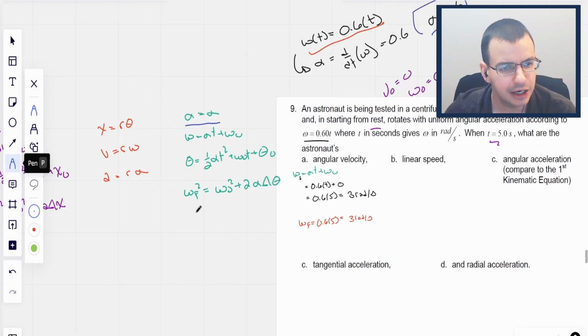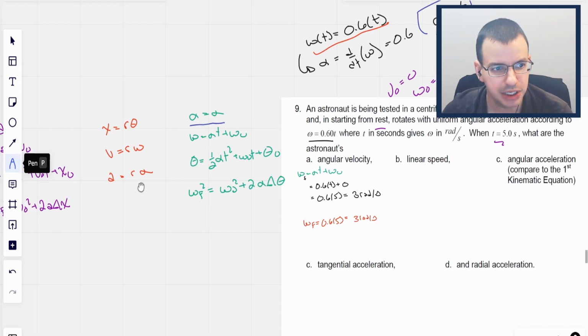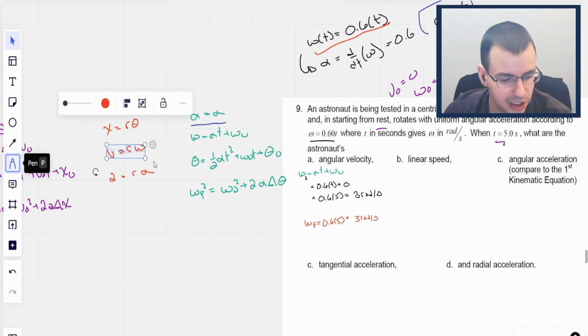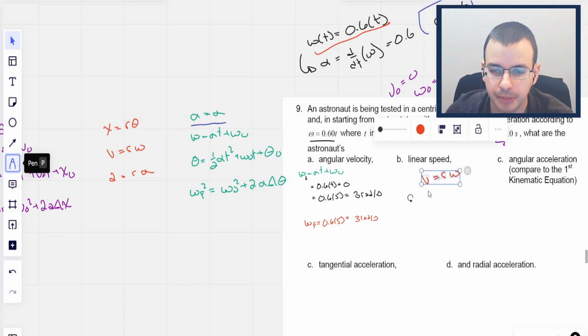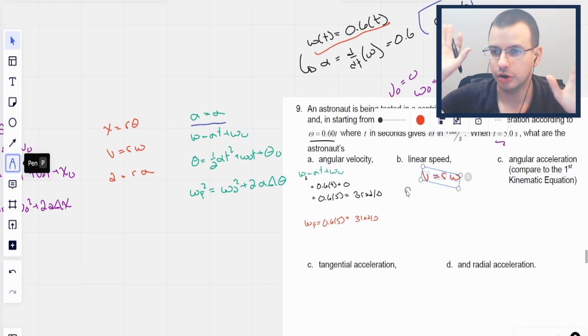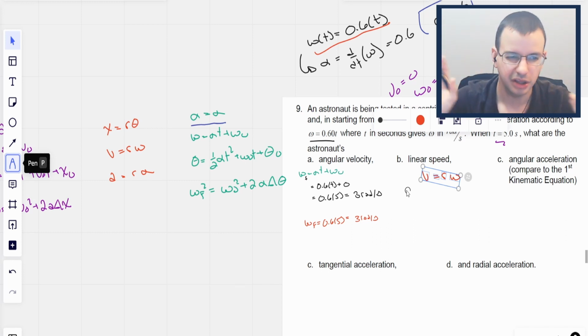All right, part B, linear speed. So for linear speed, we're just going to use this equation over here. This is the conversion between linear and angular. This only applies when you have angular or rotational motion. When you have a mix of the two, these don't apply.